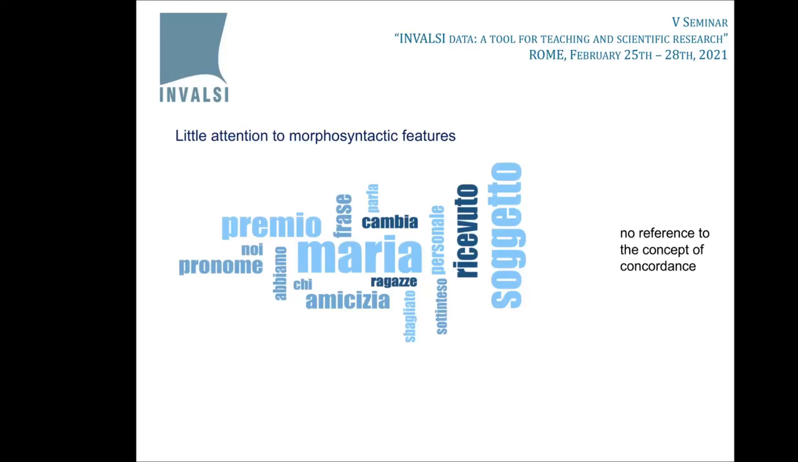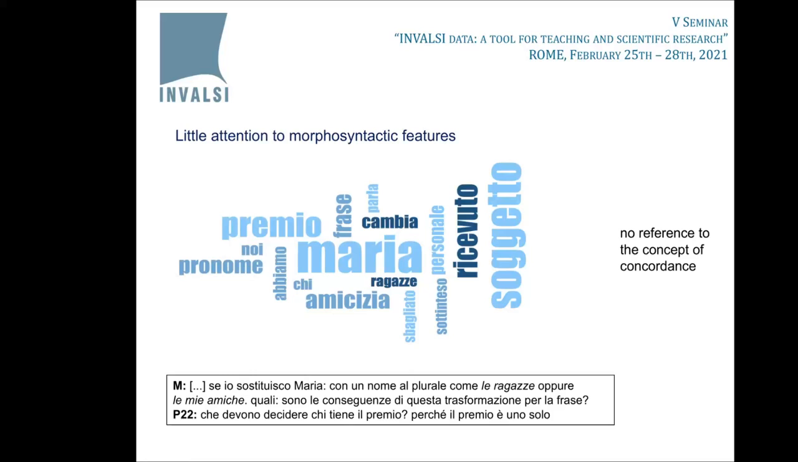And even if I tried to guide students' attention towards this concept by asking them what happens if we replace Maria by a plural noun such as le mie amiche or le ragazze, they still stayed on the level of semantics and they answered that the only thing that changes is che devono decidere chi tiene il premio perché il premio è solo uno, so that there are more people and the award is only one. They didn't notice that at that point we should change the verb as well because there is a concordance between the subject and the verb.